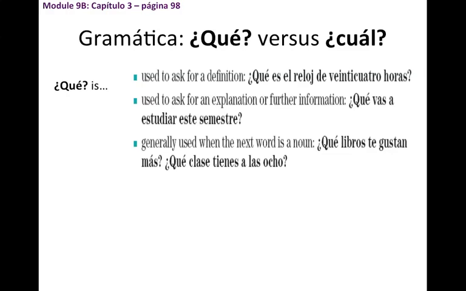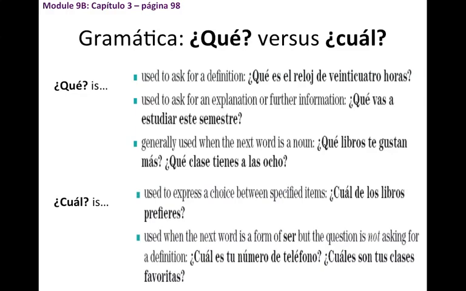¿Qué is generally used when the next word is a noun. ¿Qué libros te gustan más? What books are most pleasing to you? ¿Qué clase tienes a las 8? What class do you have at 8? So you'll see following the interrogative ¿qué, there's a noun, libros, or clase.